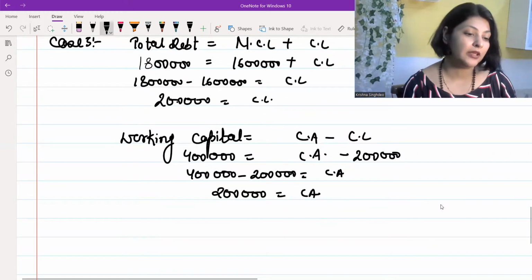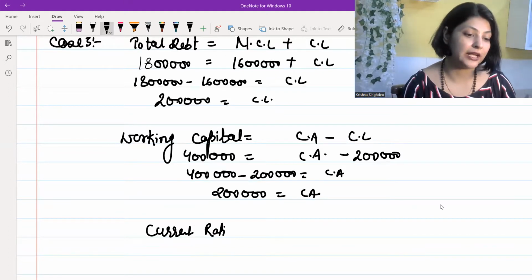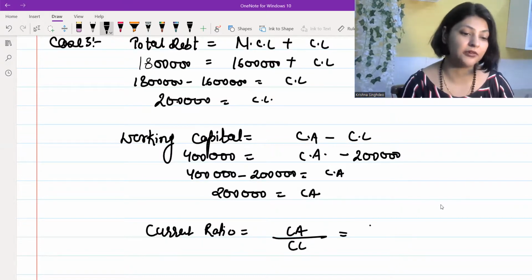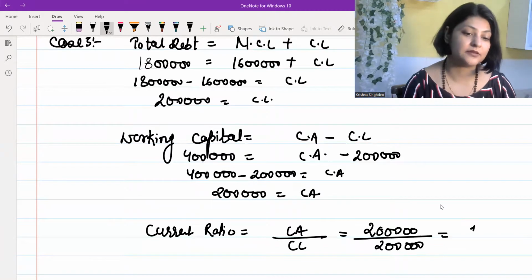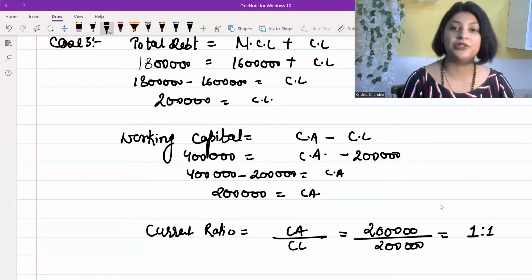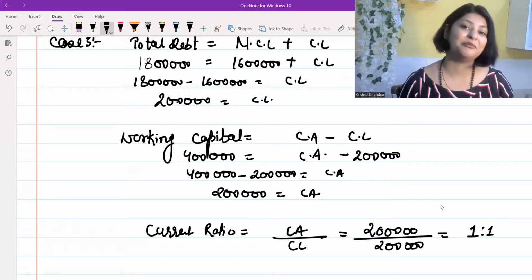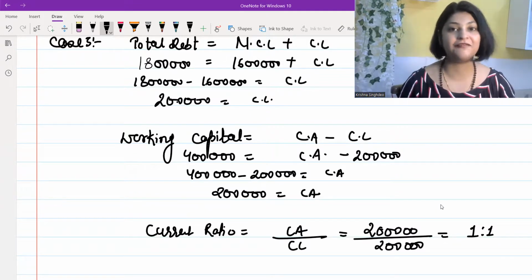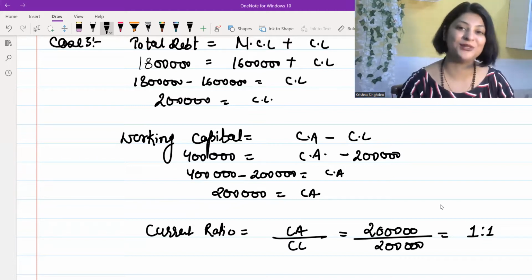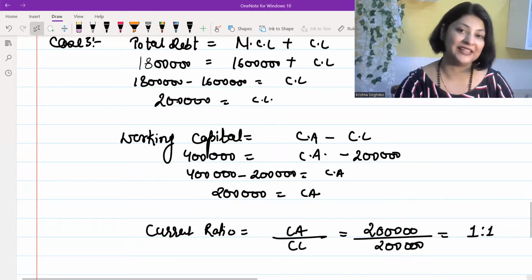Okay, so now the final stage is finding out the current ratio, and current ratio is current assets upon current liability. We have found out current liabilities and current assets. So the ratio is 1:1. Fine. So see students, how we are able to do the questions if we have the formulas at our fingertips and the knowledge of our balance sheet as well.